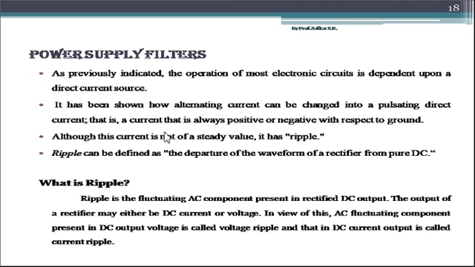Basically there are two terms which can measure the amount of ripples present at the output of a rectifier. If we take any kind of power supply and see the output of the rectifier, there should be some method to measure that output. So there are two terms, and the formulas of those terms will tell us how to measure the ripples present at the output of the rectifier.